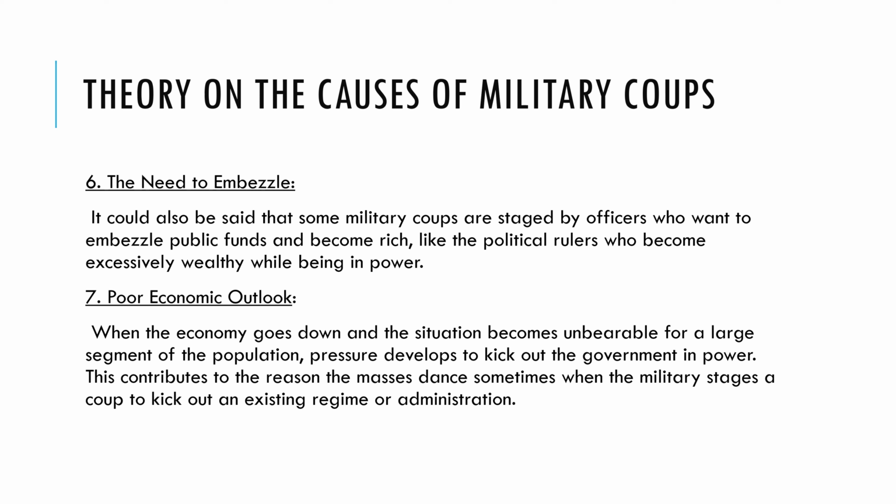7. Poor economic outlook. When the economy goes down and the situation becomes unbearable for a large segment of the population, pressure develops to kick out the government in power. This contributes to the reason the masses dance sometimes when the military stages a coup to kick out an existing regime or administration, because they feel the economy is not working and something needs to be done.